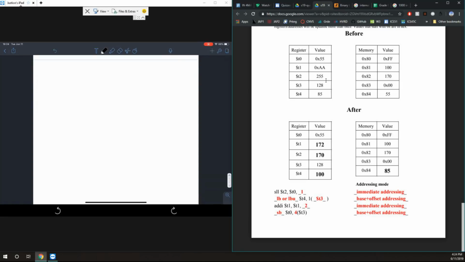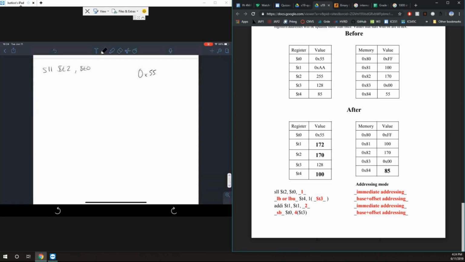The first one says SLL, T2, T0, and then by some number. Let's look at T2 and T0. It says I took 0x55 and shifted it left logically by something to equal T2. This is T0. T2 we see now equals 170.